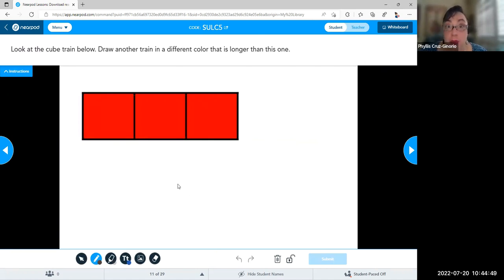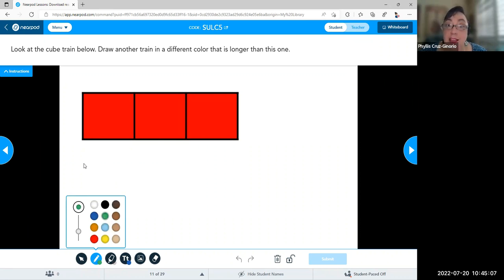Look at this cube train. This cube train, it's 3 cubes long. I want you to draw another train underneath in a different color that is longer than this one. All right, so let's hurry up and get to work on this.